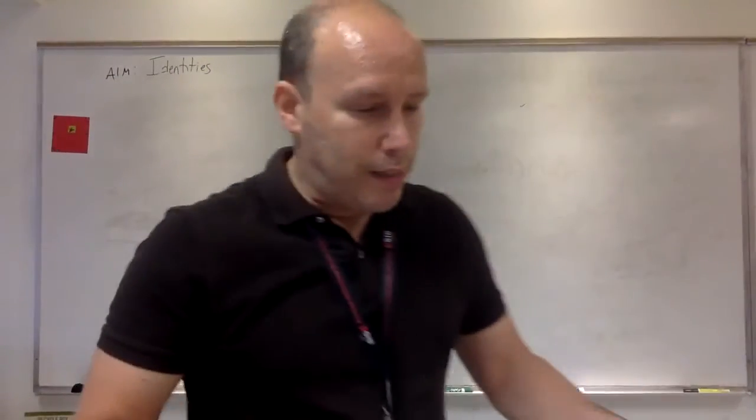Okay, today we're going to look at some trig identities. We're going to continue. First of all, we're going to define an identity. So an identity is an equation that is true for all values. For example, x plus x equals 2x. No matter what value I put in for x, it's always true.